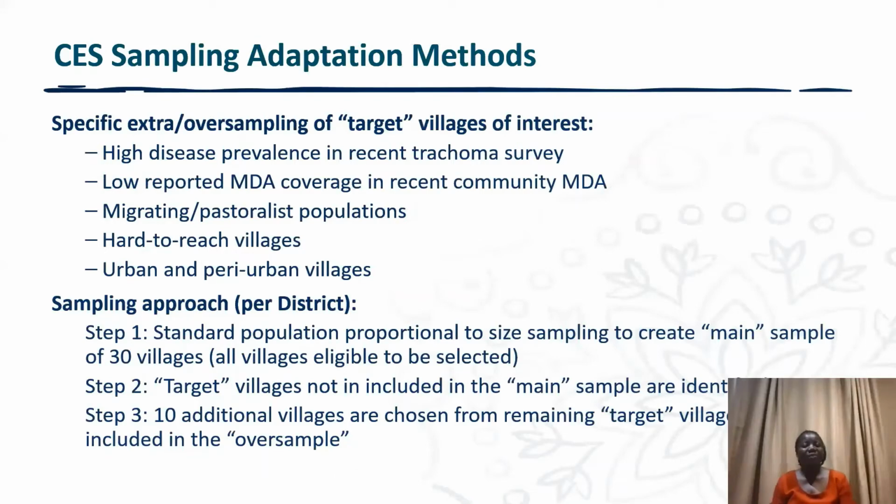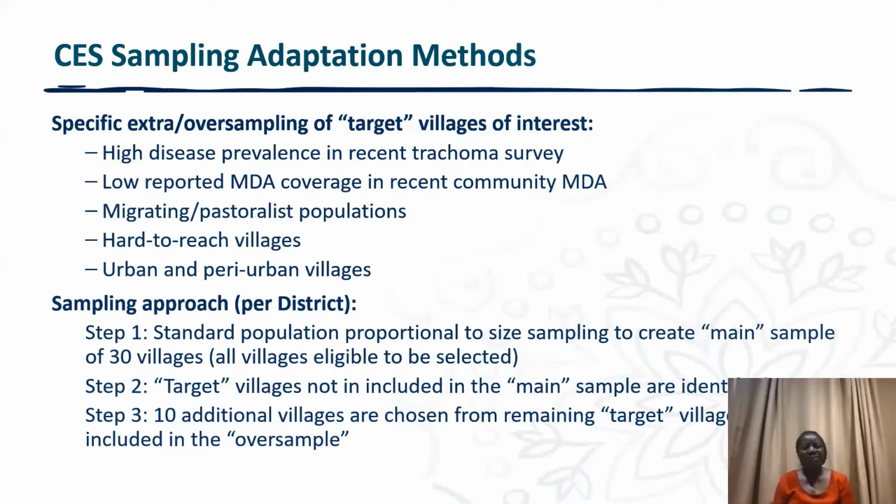So what were the sampling methods that we used? Our oversample of the target villages of interest included villages with high disease prevalence, those with low reported MDA coverage, those with either migratory or pastoralist populations, and villages that were found in hard-to-reach areas or peri-urban and urban areas.